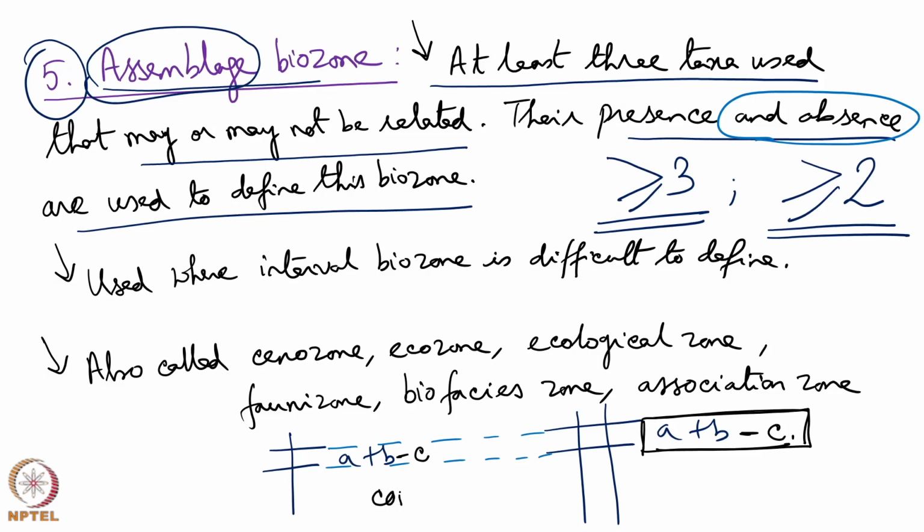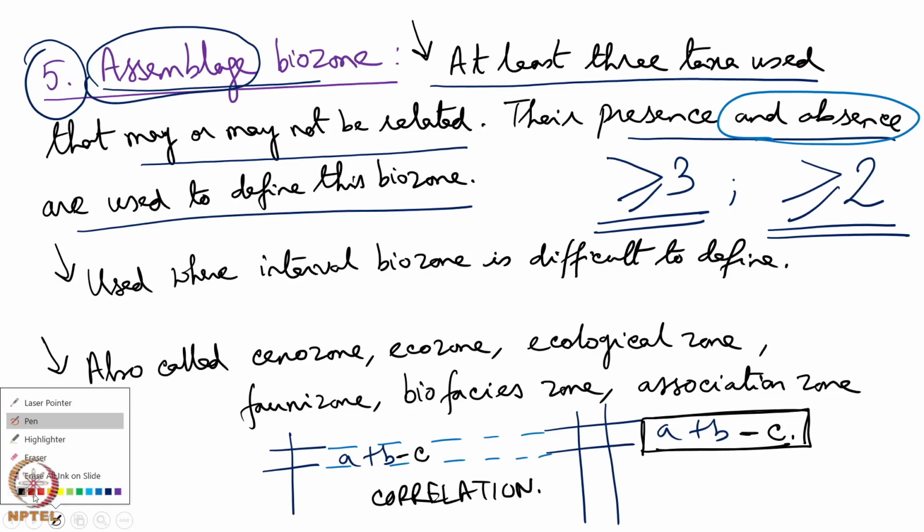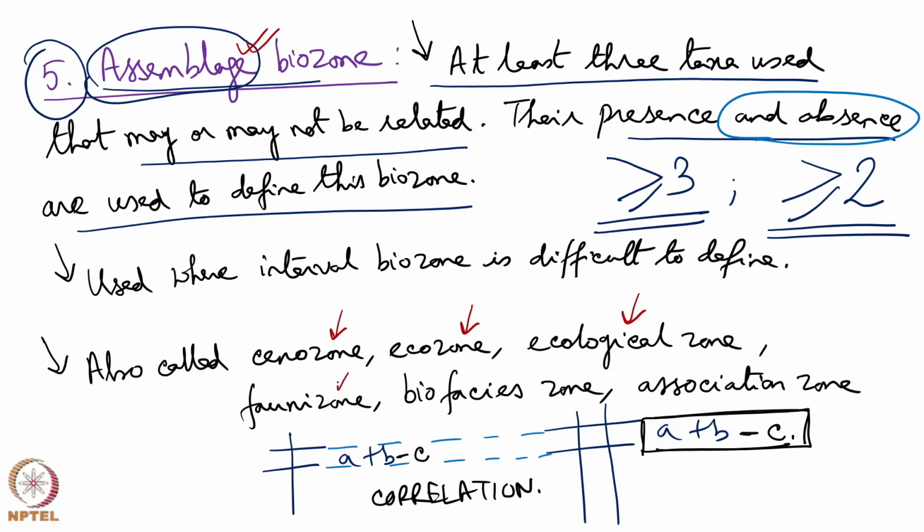If this has a time significance for a relatively shorter range in geological time, then you can go for correlation. Now, there are many other names of this assemblage biozone: xenozone, ecozone, ecological zone, phasis zone, biophasis zone, the association zone. The words ecozone and ecological zone, you note eco and ecological in these places. Since we are dealing with more than one taxon, greater than or equal to 3 or greater than or equal to 2, certainly ecological situations play importance, and that is why these terms have been used.